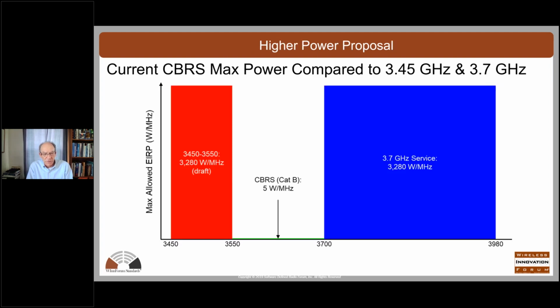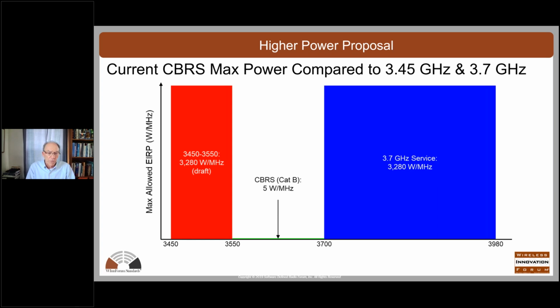Actually, in this one, there's a proposal for high power, and I felt like I'd be remiss if I didn't address that. What you see here is the power, and this is a slide that Andy did a while back just to show proportionally what the CBRS power looks like compared to the high power on the adjacent bands.